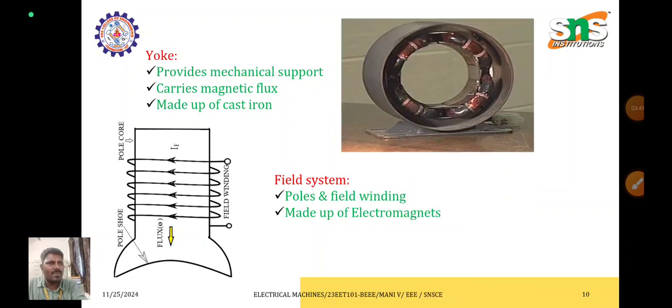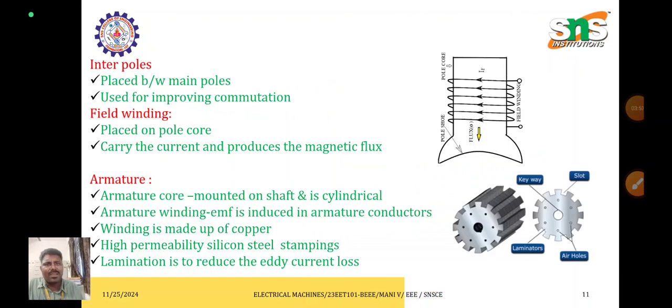These are made up of an electromagnet. So this is nothing but a stator coil, and the interpole will be used. These interpoles are placed in between the two main poles, to avoid the leakage or escape of fluxes. The field winding has the field core, field winding, and field shoe, which is nothing but the pole shoe. When current flows through the winding, flux will be produced in the field winding.